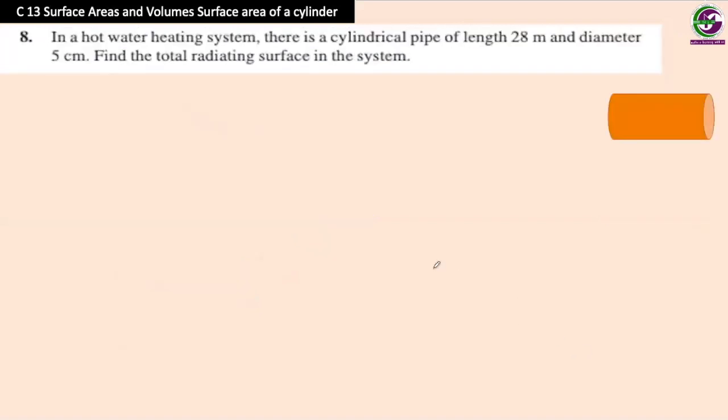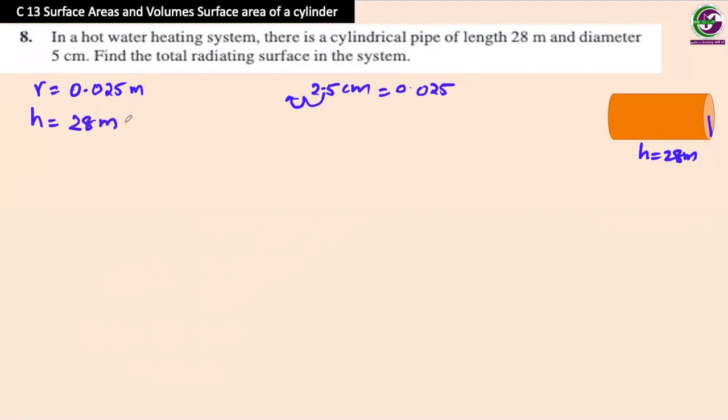Moving on to question 8. In a hot water heating system, you know the heating system, the heat radiates from the curved surface area of the heater. And the length is considered as the height, which is 28 meters. And the diameter is 5 centimeter. So we have to take radius as 2.5 centimeter, which is 0.025 meters. 2.5 centimeter, we have to move 2 steps back. So it will be 0.025. And the height, which is the length of this cylindrical heater, is 28 meters. So both of them are in meters now.